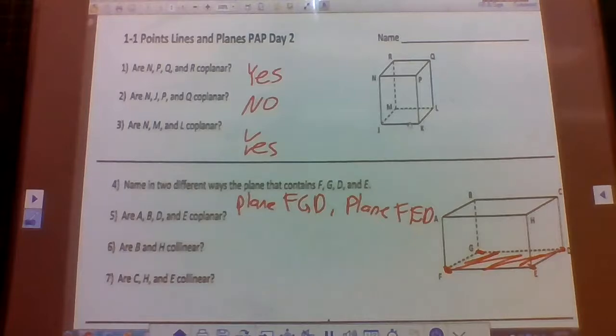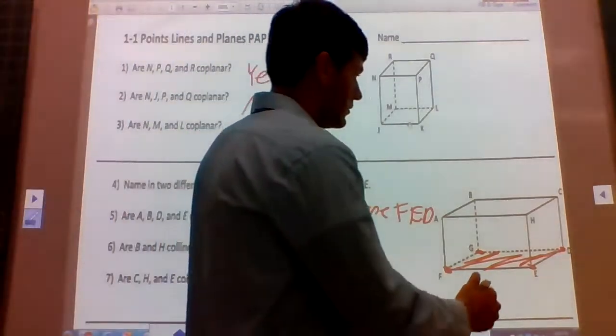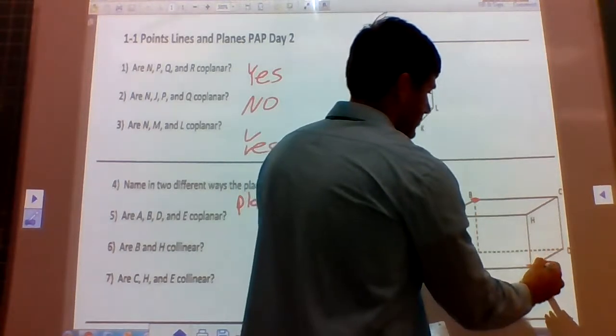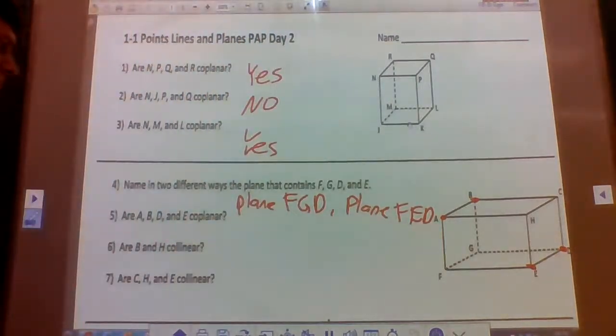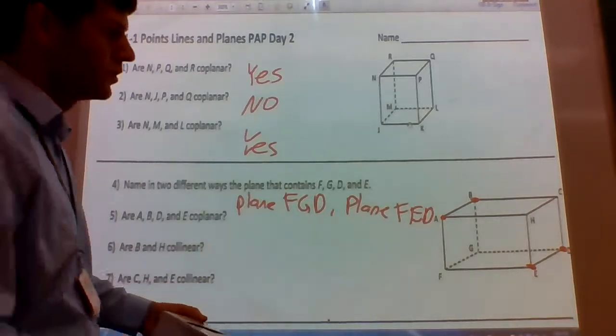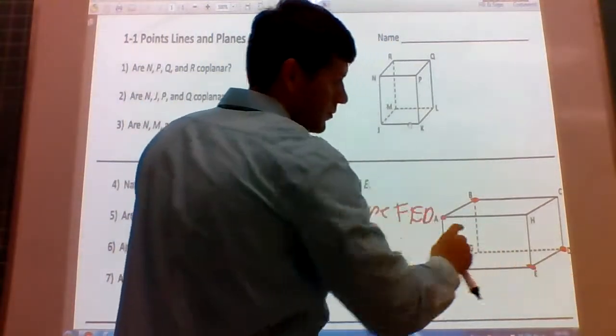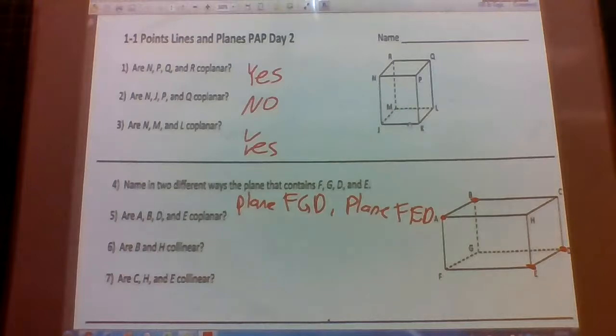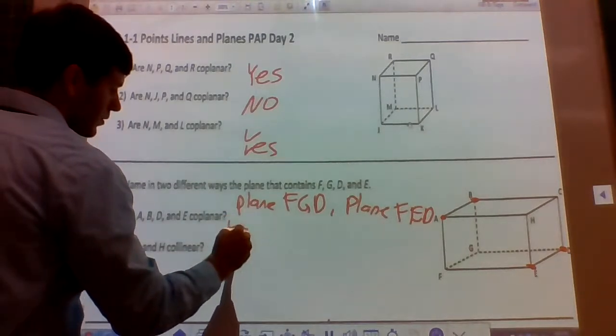And number five here: are points A, B, D, and E coplanar? Again, that plane is not drawn in there. I don't like the question because we really don't know. If this is a perfect cube where all the angles are 90 degrees, then yes, there's a plane. It's going to be the diagonal one cutting through like this. In that case, the answer would be yes, which is, I think, what they want us to assume.